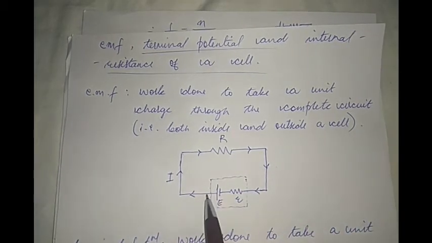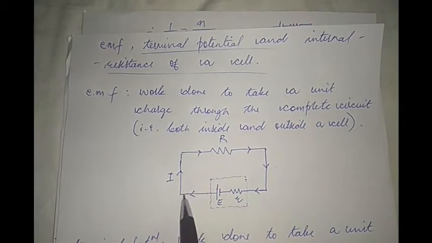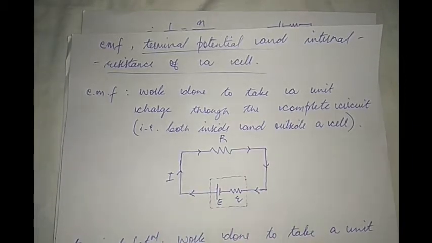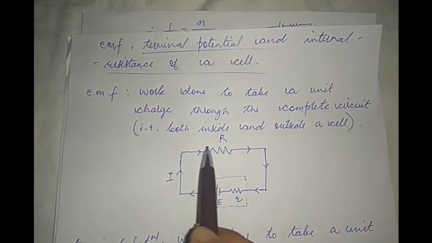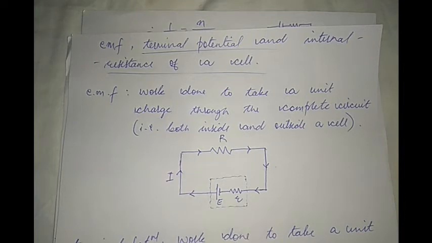If we are to transfer a charge from one point in a circuit to any other point, you have to do work, of course. A charge cannot run through this resistance on its own. So there has to be some energy supplied, and the energy is being supplied by a cell. So the work that is needed to take a charge through the complete closed circuit is what is called the EMF of the cell.